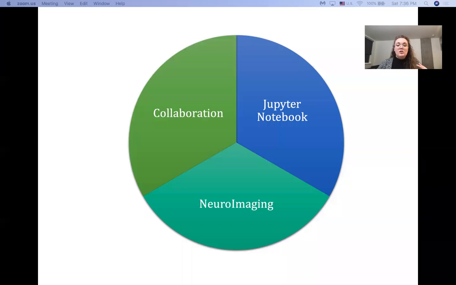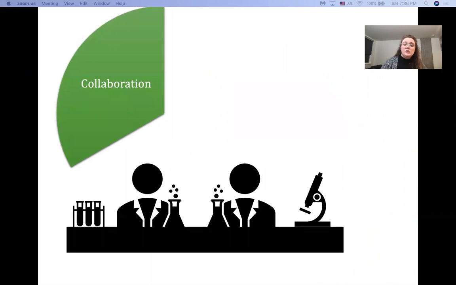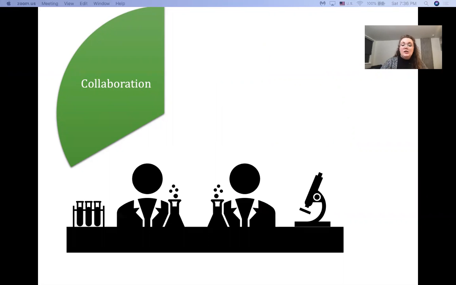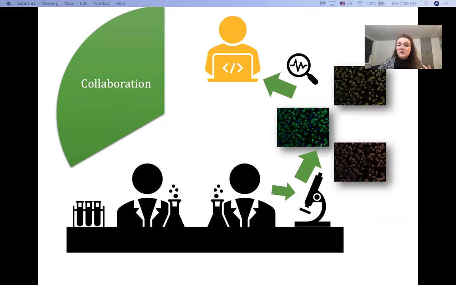So when we talk about neuroimaging and collaboration, we'll get to the Jupyter notebook, but in order to understand why it's so useful for us, first we want to talk about how we train our collaboration. Now, when we collaborate, what we do is we actually take some of our experimentalists and we train them in data science, such as me. And then we take our non-data science experimentalists and we have them produce images, which are then analyzed by our domain science trained data scientists in order to provide results.